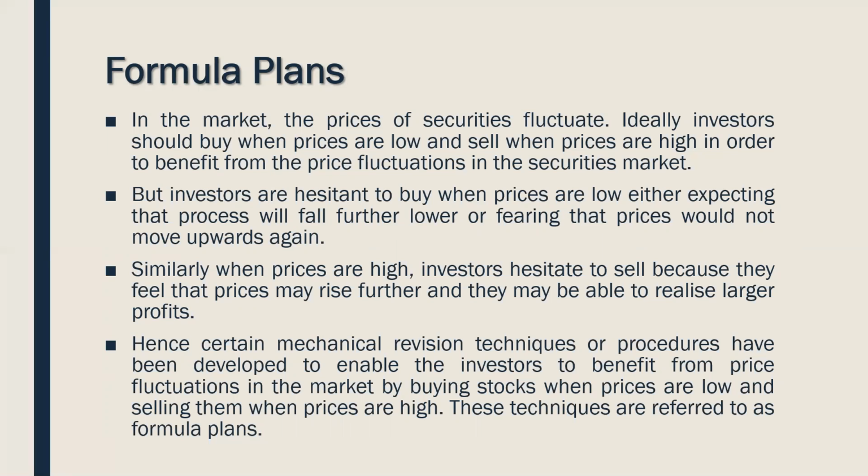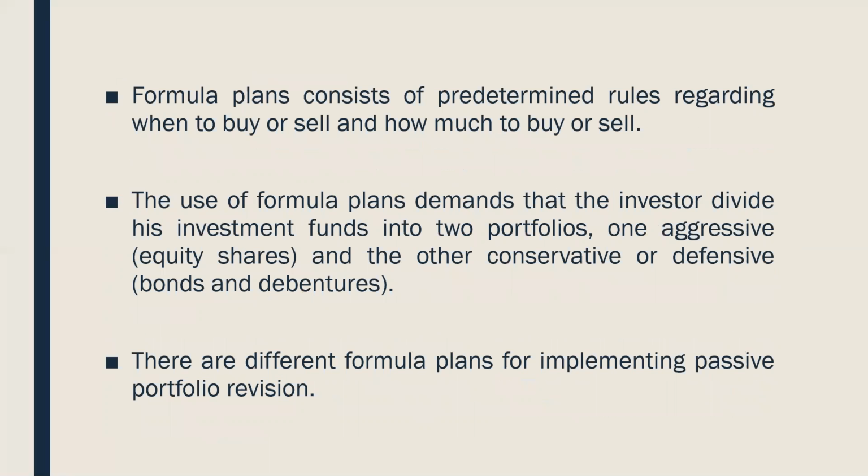So we need some mechanical revision techniques or procedures to enable the investor to benefit from price fluctuations in the market. So certain techniques are adopted so that the investors will buy the stock when price is low and sell them when the price is high. These techniques are referred to as formula plans. So what are formula plans? Formula plans consist of predetermined rules regarding when to buy or sell and how much to buy or sell. They have already set the rules. When should you buy? When should you sell? And how much should you buy and how much should you sell?